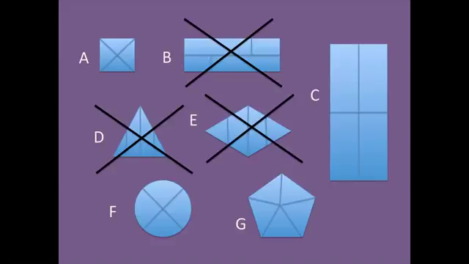Figure F has 4 equal parts, but figure G has 5 equal parts. Remember, when you divide a figure into fractional parts, all the parts must be equal. Figures A, C, and F all represent a figure divided into fourths.